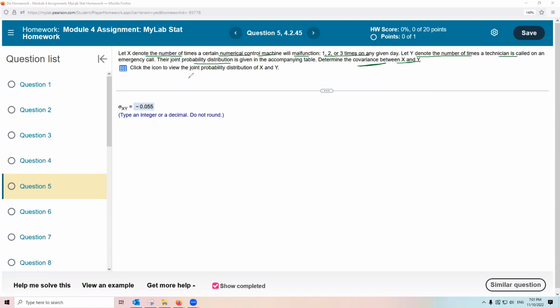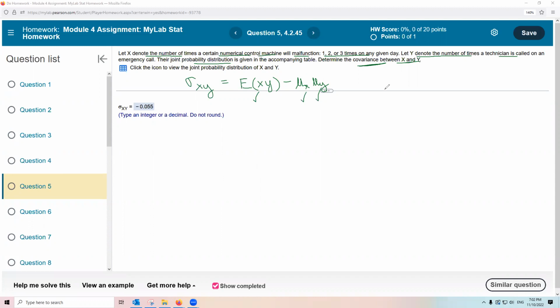So the symbol here is sigma sub XY. We call that covariance. Well, there's a formula we can use to figure this out. There's a couple of formulas we can use. I think the best formula to use is the expected value of X times Y minus the mean of X, mean of Y, like this. All right, so we're going to need to calculate 3 parts then. We need the expected value here, the mean of X, mean of Y. All right, so let's start with the mean of X.